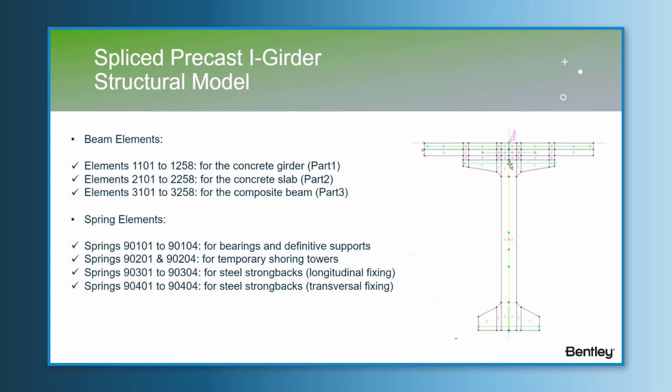In the BIM model, we have defined the elements 1000 for the concrete girders, part 1, and the 2000 for the deck slab, part 2, and the 3000 for the composite element, part 3. For piers and abutment bearings, we have placed spring elements to simulate the definitive supports. And for the temporary supports of the shoring towers and the steel strongbacks, we have used spring elements too.